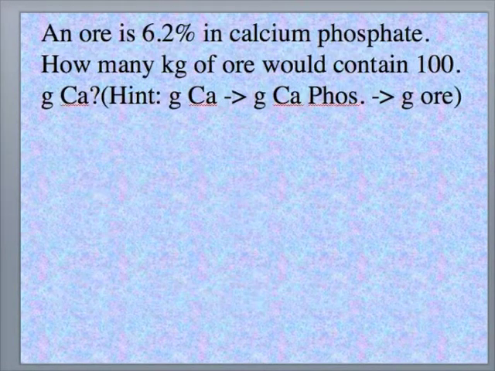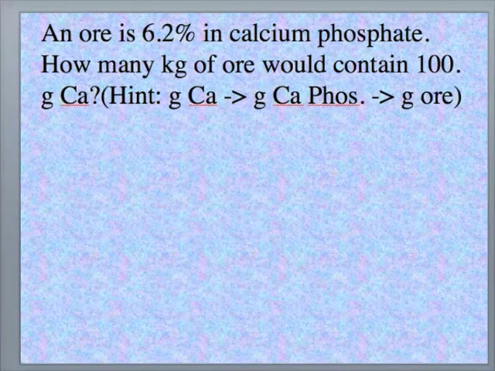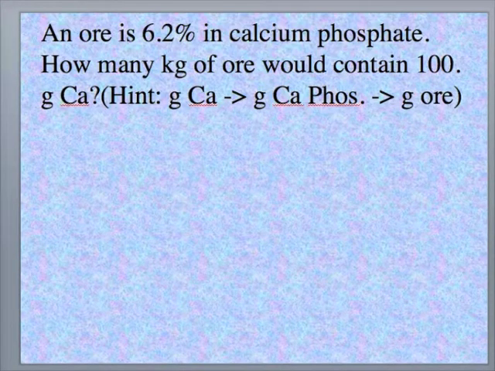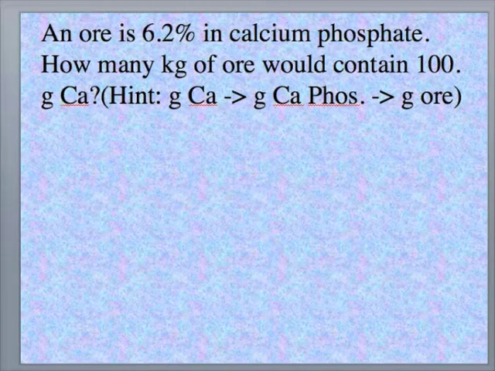Well, here is a similar problem with another wrinkle in it, another step, if you will. Otherwise, the first step is exactly the same to what we just did. An ore is 6.2% in calcium phosphate. How many kilograms of ore would contain 100 grams of calcium? So really in this one, we've got 2 steps to do.